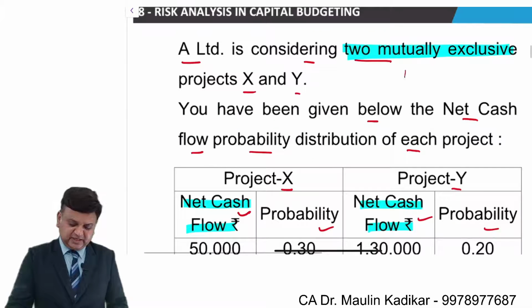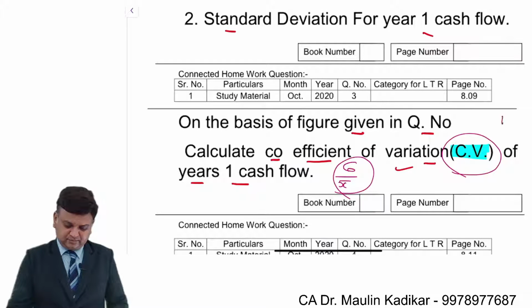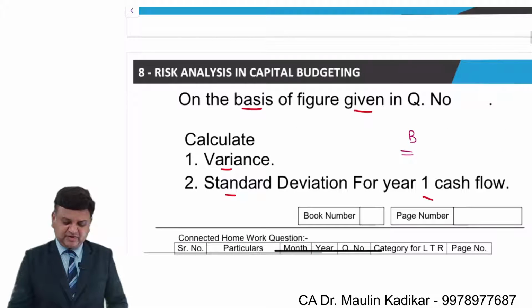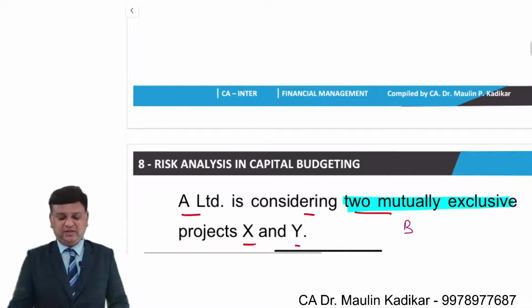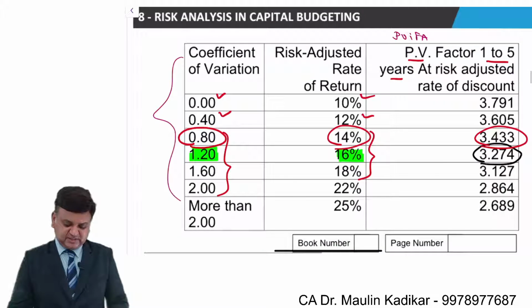This is also a B category question. This is B category question. Why? Because you just have to go through it. Of course, it will not take too much of your time, but going through it is necessary.